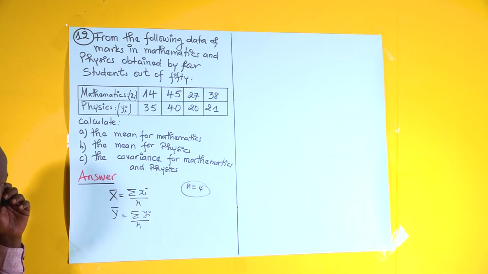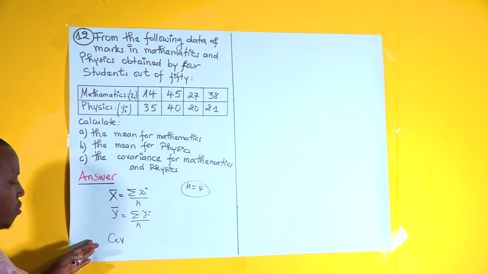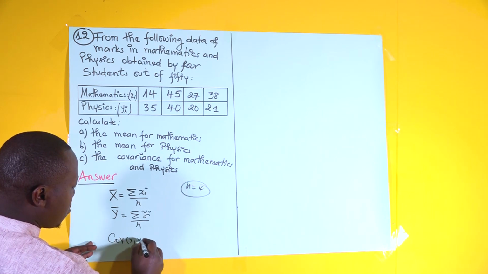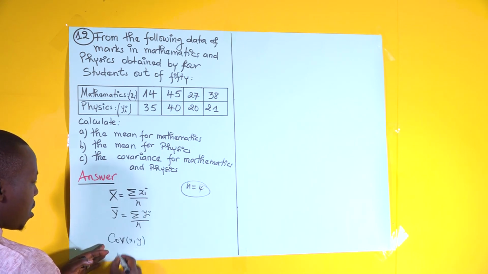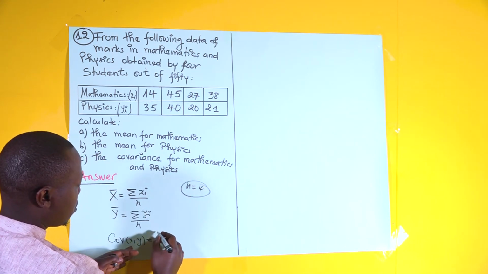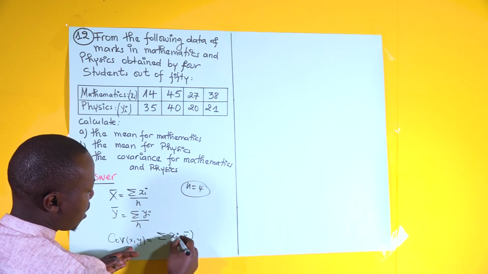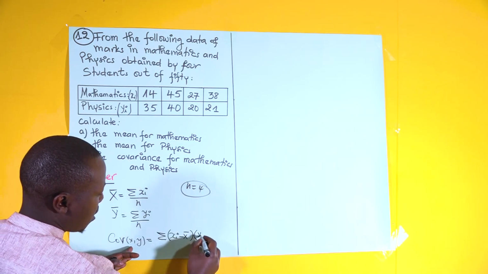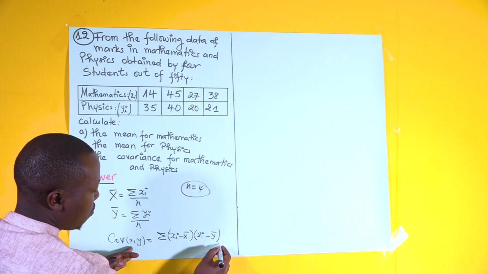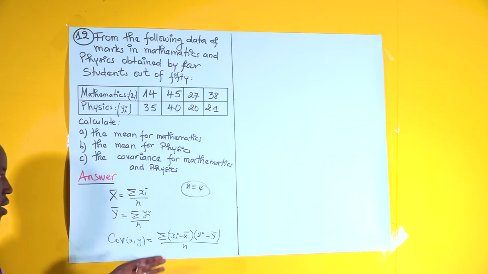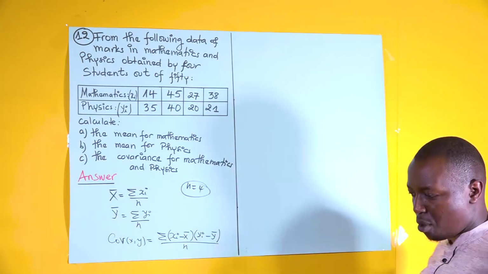The one we use for covariance, if you remember well: we write cov, then you add x and y, to mean the covariance of x and y. This is equal to the summation of xi minus x mean times yi minus y mean, over n. N is still going to be 4. So it means we need a table.